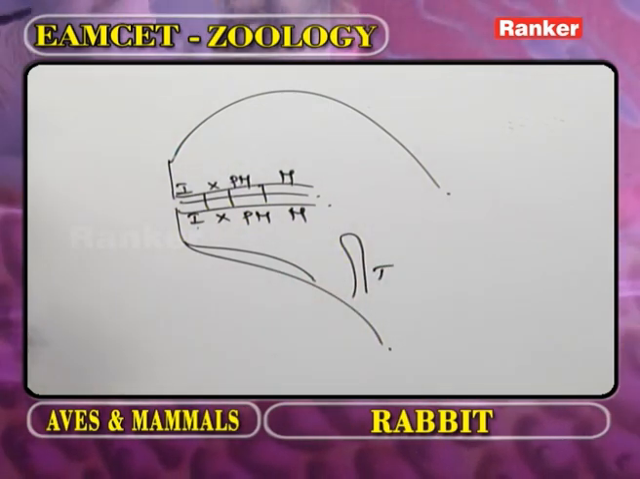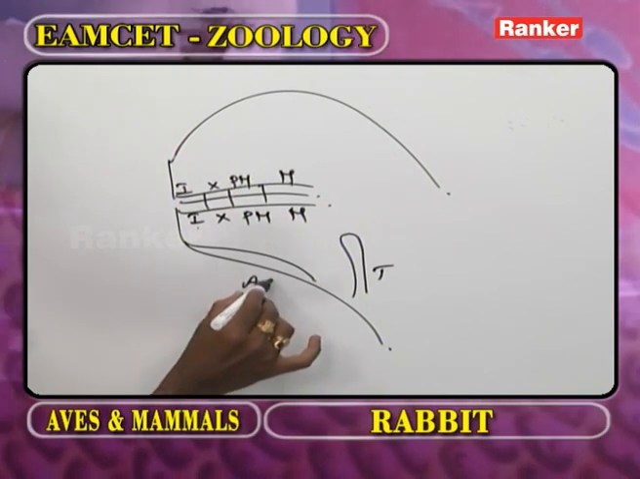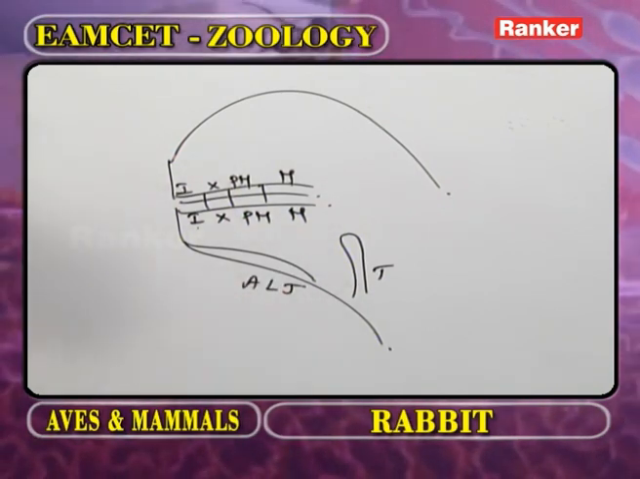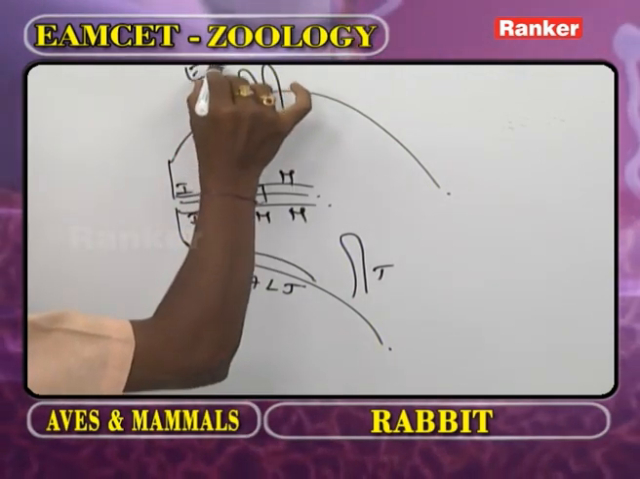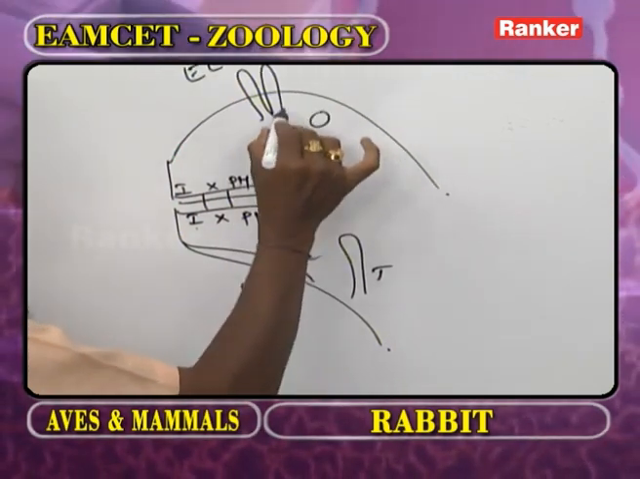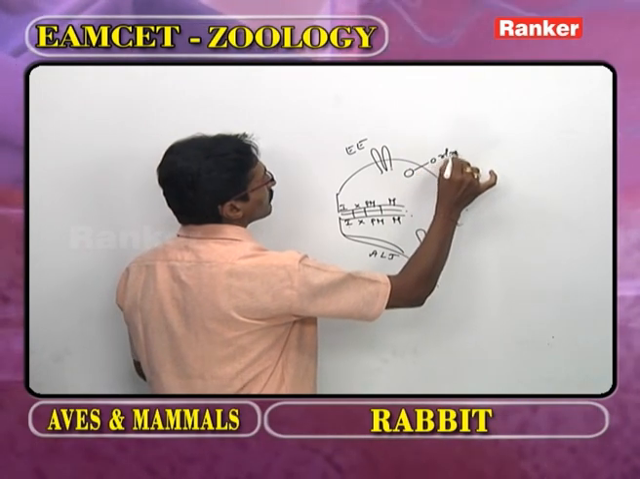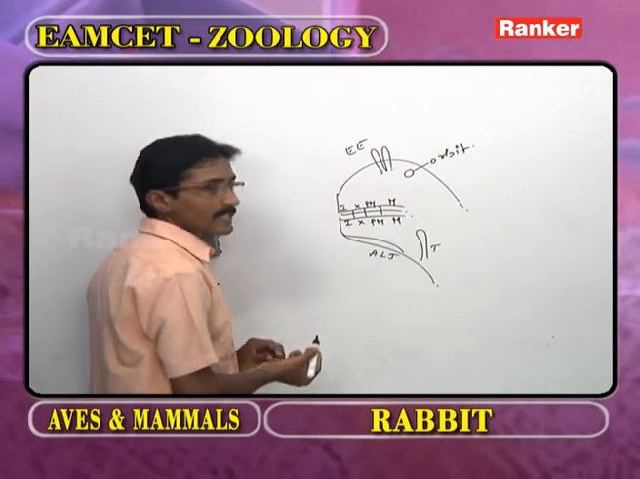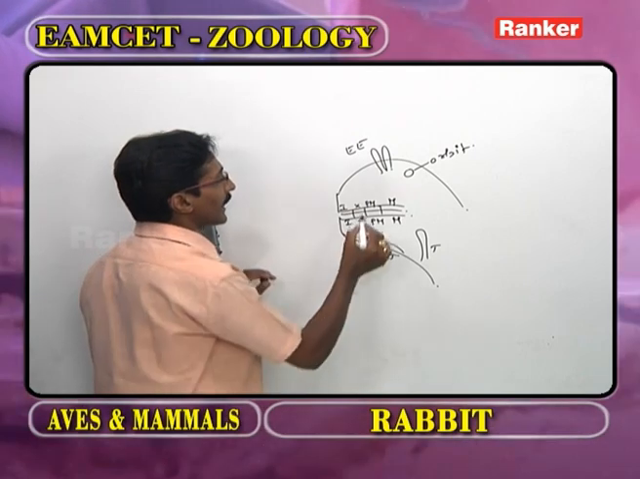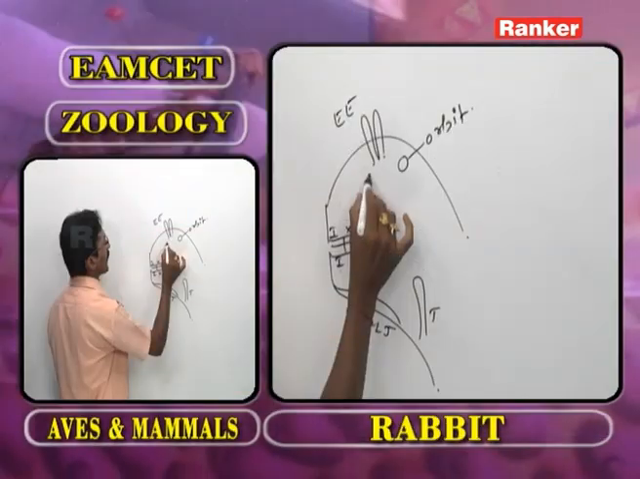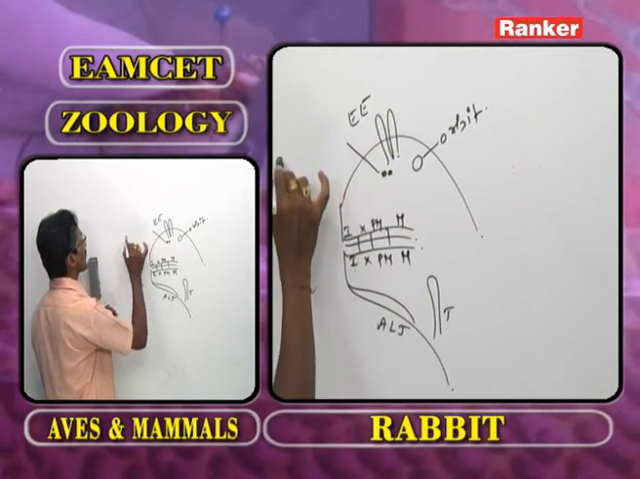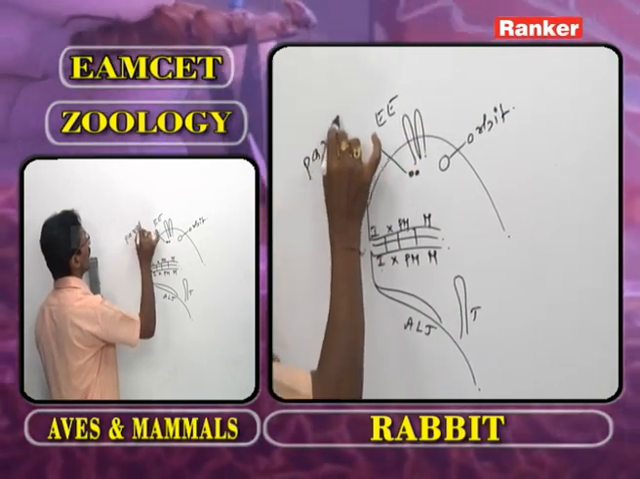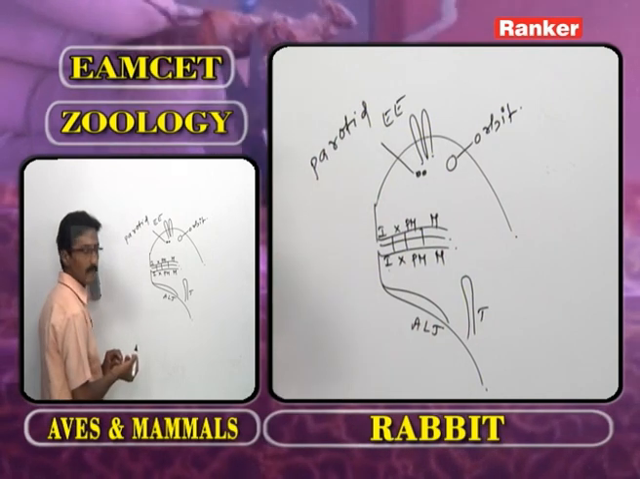T means tongue, and these are angles of the lower jaw, and these are one pair of external ears, and this is orbit of eye. We are having some idea regarding the salivary glands. At the base of external ears, what type of salivary glands are present? They are called parotid salivary glands.